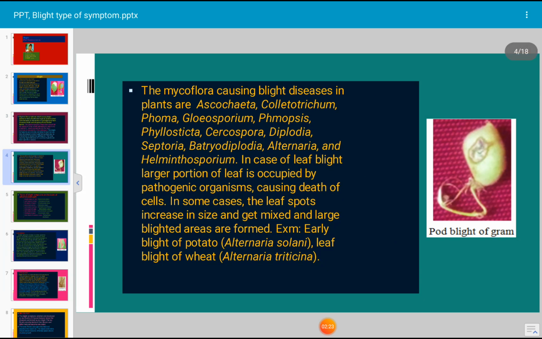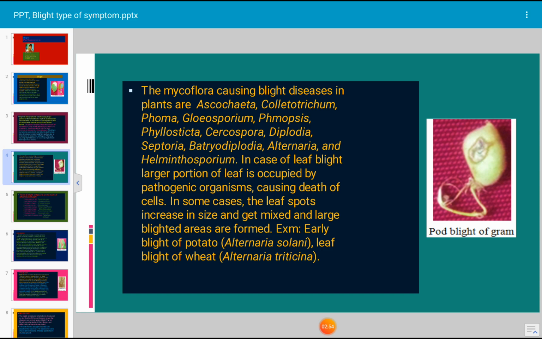The mycoflora which cause blight diseases in plants are Ascochyta, the name of a fungus which causes blight disease, Colletotrichum, Phoma, Gliocladium, Phomopsis, Phyllosticta, Cercospora, Diplodia, Septoria, Alternaria, Helminthosporium. There are many fungal pathogens which cause blight diseases in different types of plants in their respective host plants.